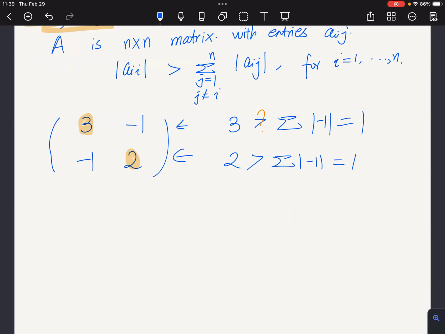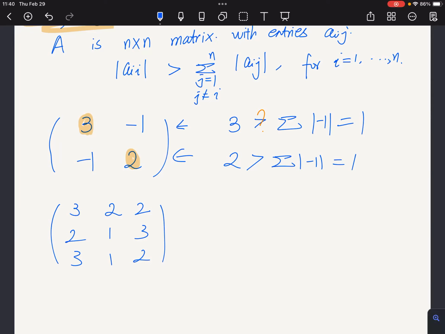We check each row here. So I'm going to give you another example, and you need to check if it is a strictly diagonally dominant matrix. So let's say this is 2, 2, and then 2, 1, 3, and then 3, 1, 2. And then is this a diagonally dominant one? No, why? Because the 3 is smaller than 2 plus 2, right?